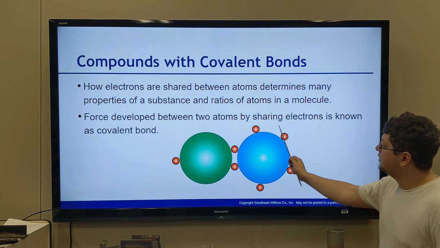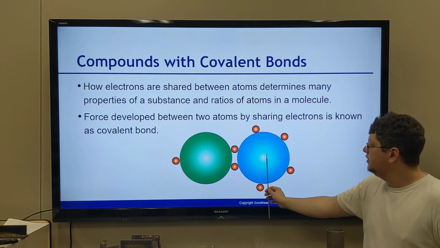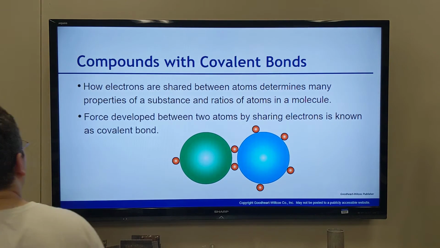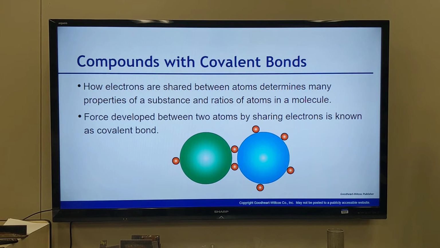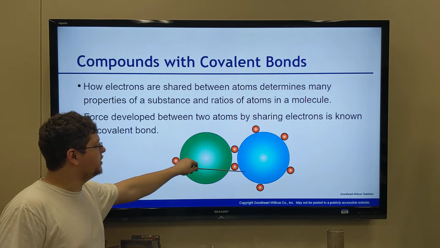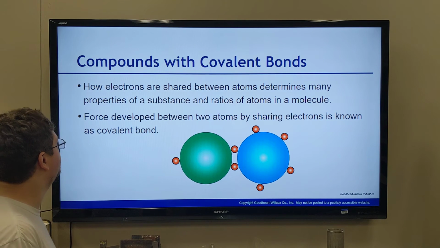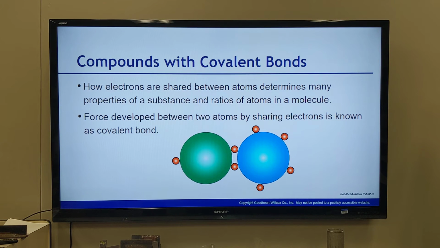See, these outer electrons came over and actually touched the 2 different atoms, combining and making your molecule. So now they are sharing that electron. This one probably had 2 electrons, and this one had 1, 2, 3, 4, 5, and now they're sharing the 5 and that one that he had. The force developed between these 2 atoms by sharing an electron is known as a covalent bond. It's a very strong bond. Some of them are weak, some are easily separated and pulled back apart, some are extremely difficult to take apart.